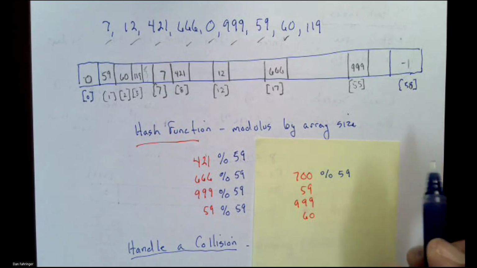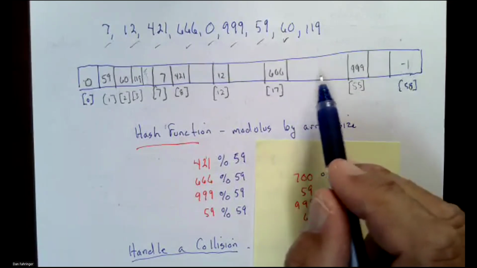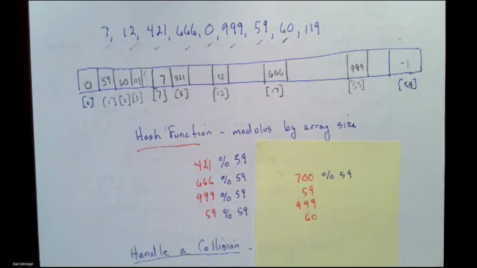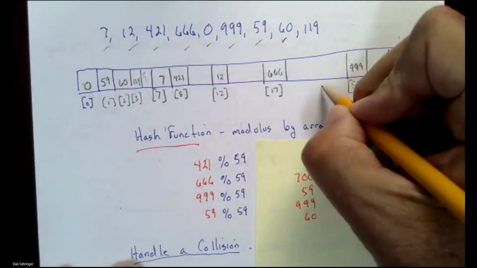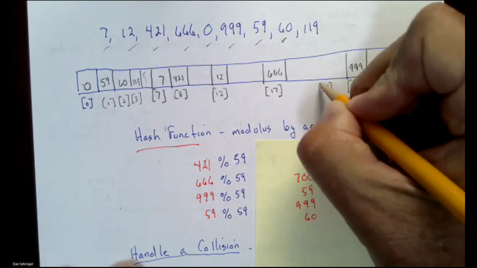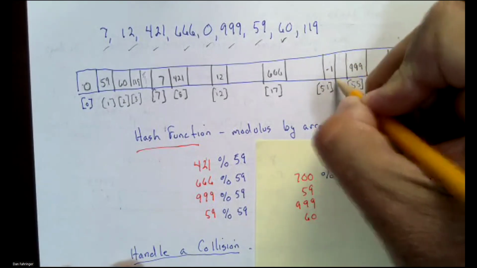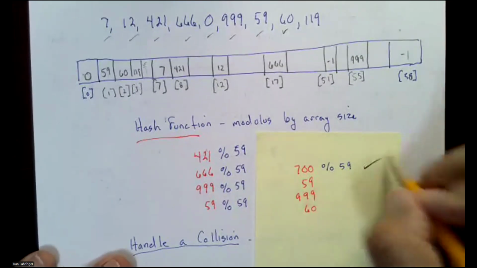51. I go up to 51. And what is at location 51? -1. The -1. Good. Check. It's gone. It's out of my list.